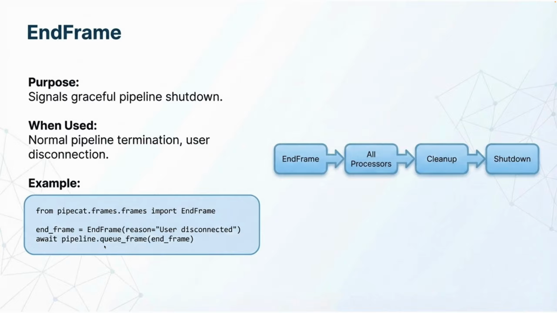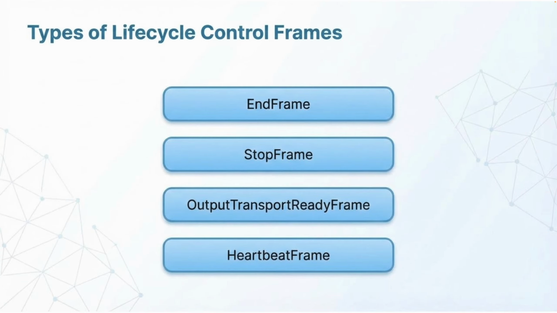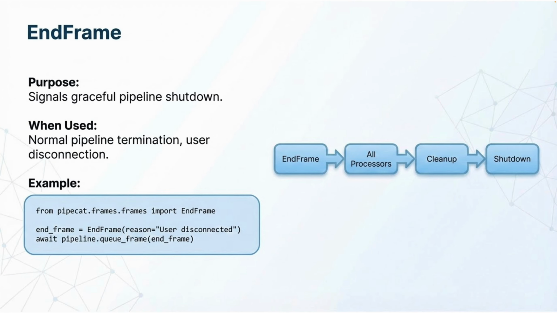But right now you can just understand that queue frame is something which is coming from an external system, and all the different life cycle frames, start frame, end frame, stop frame, output transport ready frame, and heartbeat frame, whichever is the lifecycle control frame, they are using queue frame.